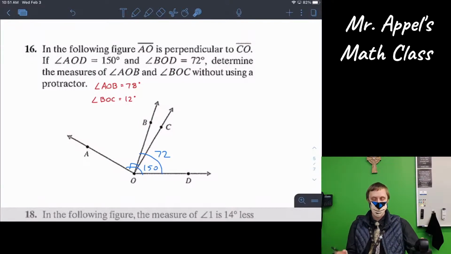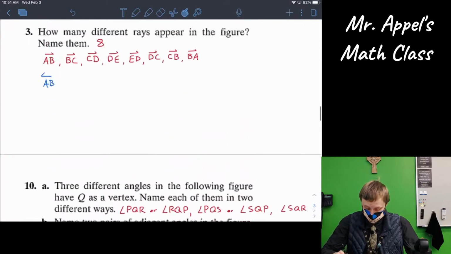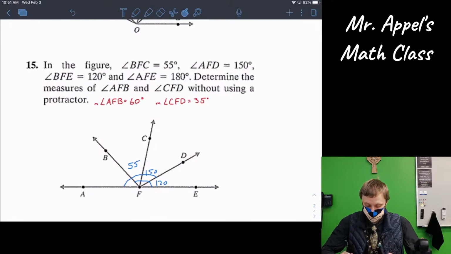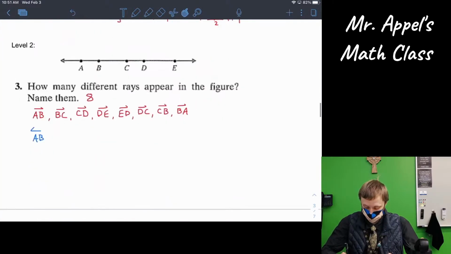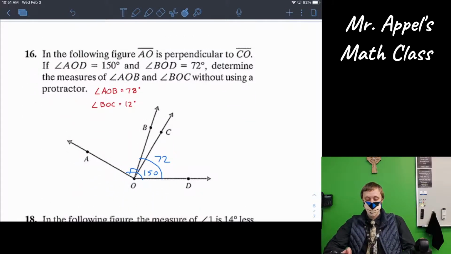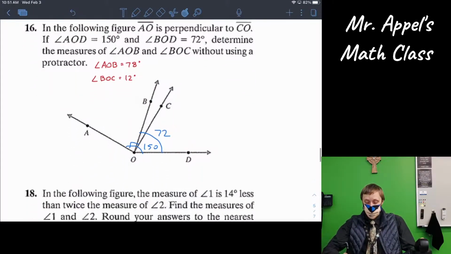Same techniques as the, what was the other similar one? Which number was that? This guy, 15. Okay. 18.